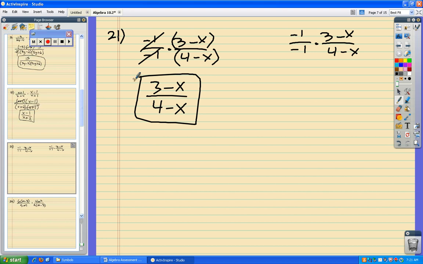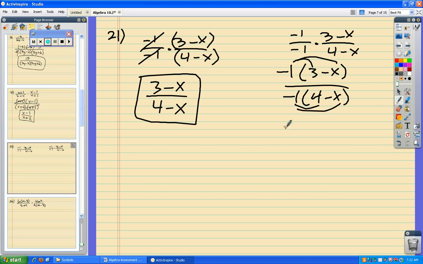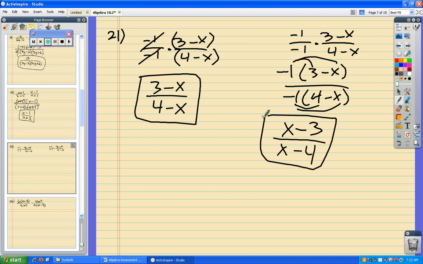The other way to do this is just to multiply in. Distribute the negative 1 parentheses 3 minus x and negative 1 parentheses 4 minus x. If you distribute the negative 1 to all the terms, then it'll be x minus 3 over x minus 4. So if you got it this way, then that's fine. But you need to show me something. Yeah, whether you show it with the cancel or you show it where you distribute, you gotta show me something. Okay.